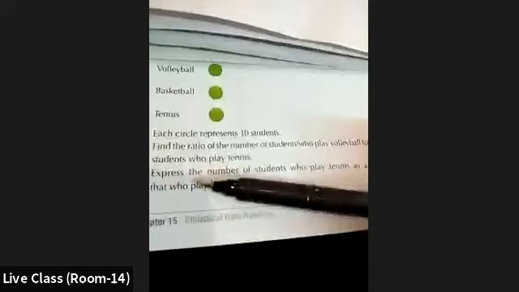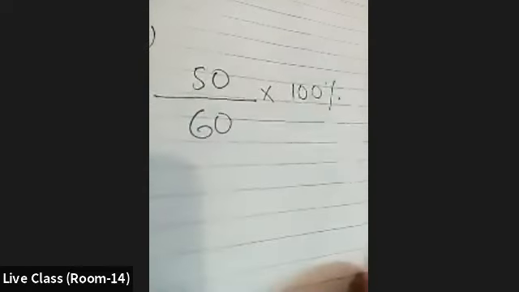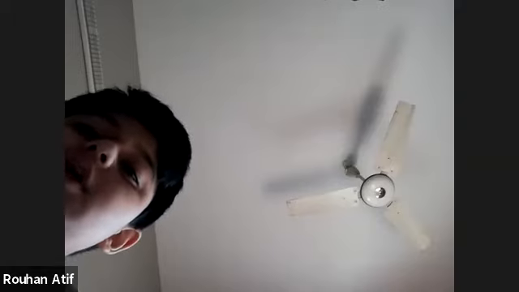The number of students who play tennis, you will always write in the numerator like this: 50 upon the number of students who play basketball, 60, multiply by 100%.